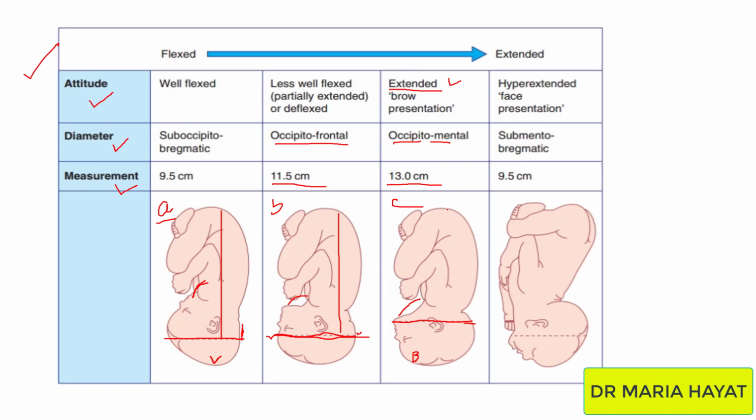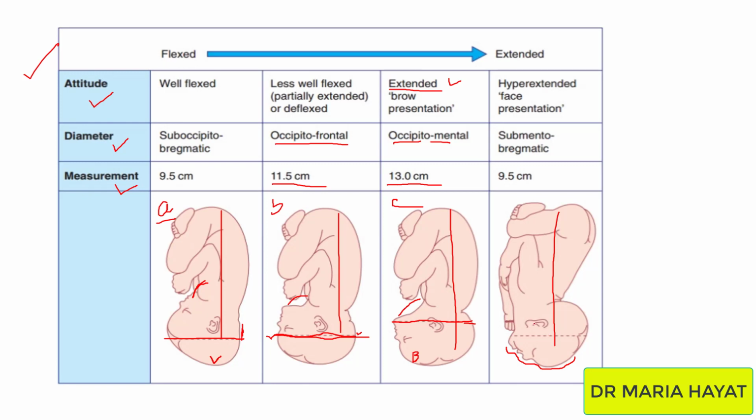Now the last thing, what is the lie in image C? The lie is longitudinal. Now in the last image, what is the lie of the fetus? The lie of the fetus is longitudinal. What is the presenting part? The presenting part is face. I have talked in the previous videos about the lie and presentation. You can watch those videos. The link is present in the description box.